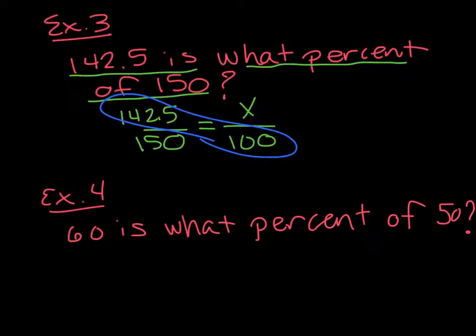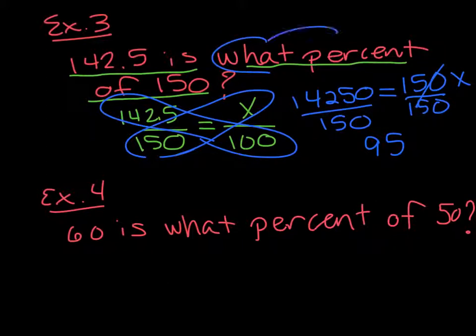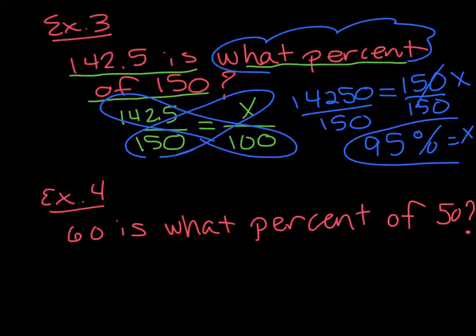142.5 times 100 is 14,250. 150 times x, I don't know what x is, so I'm just going to write that as 150 times x. And then this time, I'm dividing by 150, since that is what is being multiplied by x. And when you divide 14,250 divided by 150, you get 95. Now here's the deal. We were asking what percent, so my answer this time is that x is 95%. So make sure you label your answers there.